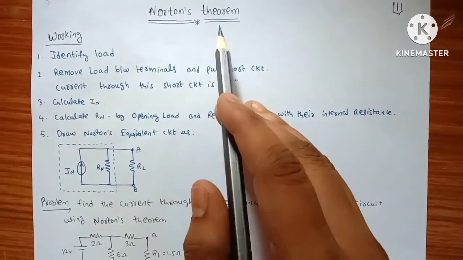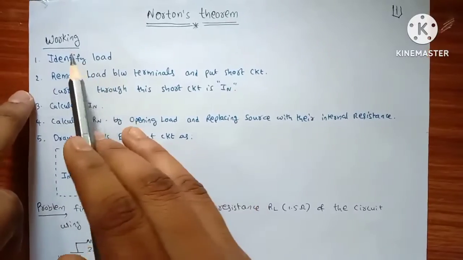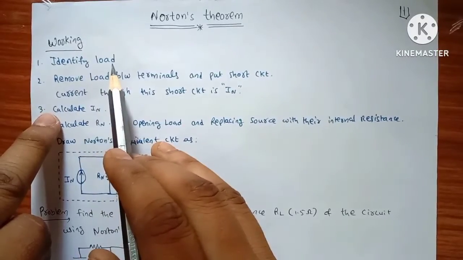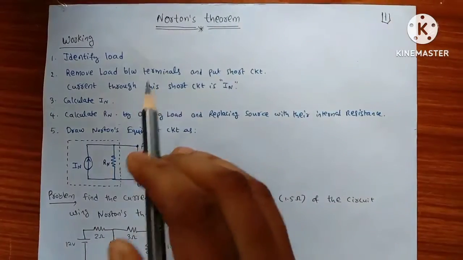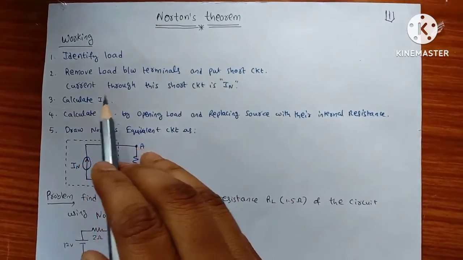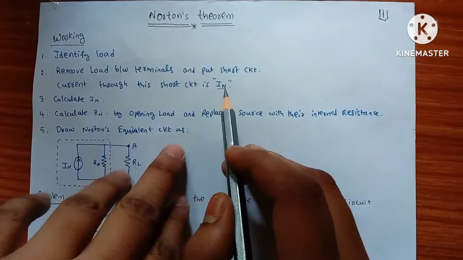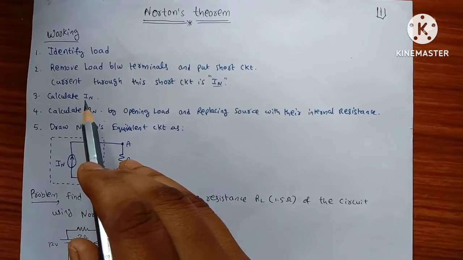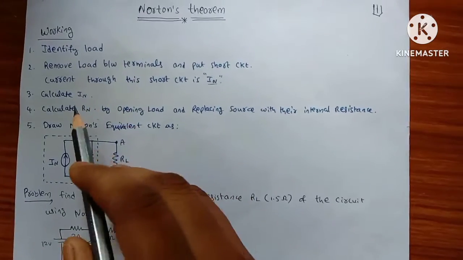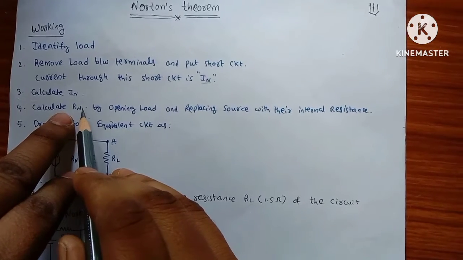Then, how do we apply Norton's theorem to circuits? Let us see the working of Norton's theorem. First, you should identify the load. Now, remove the load between the terminals and put a short circuit. The current through this short circuit is Norton's current, denoted by IN. In the third step, calculate IN with any technique.